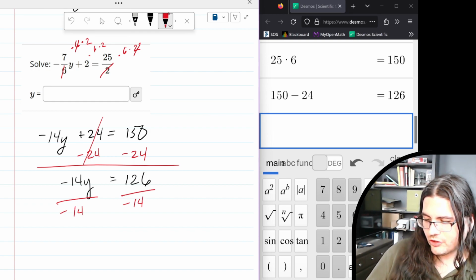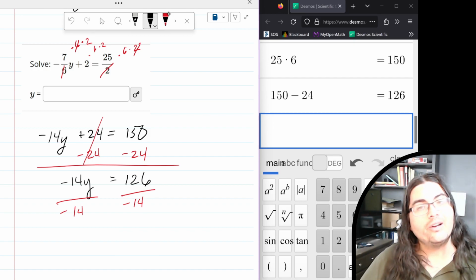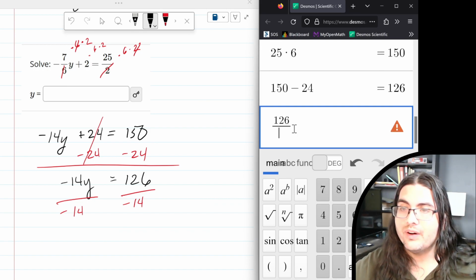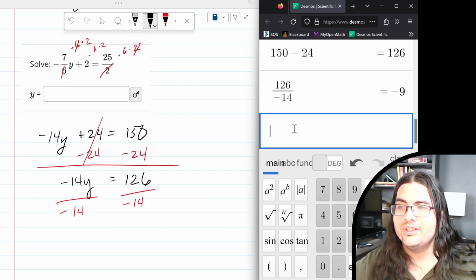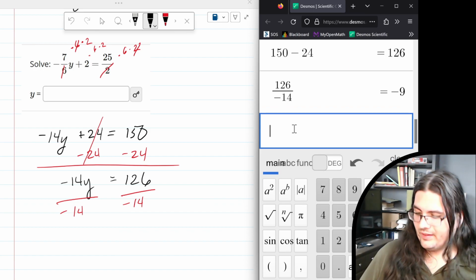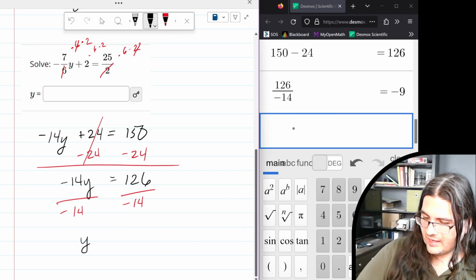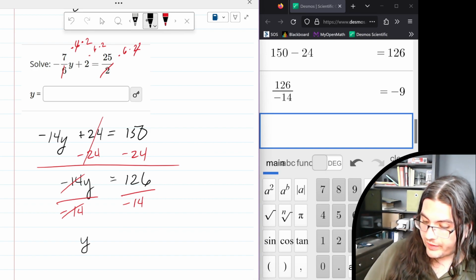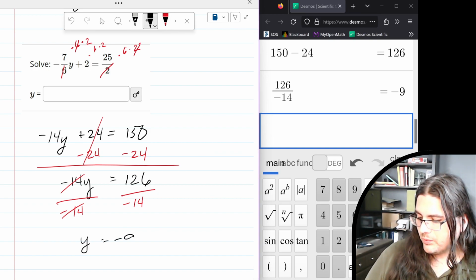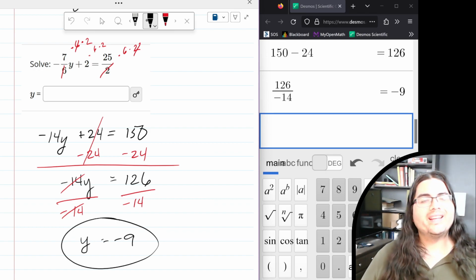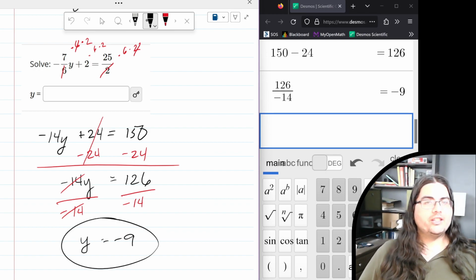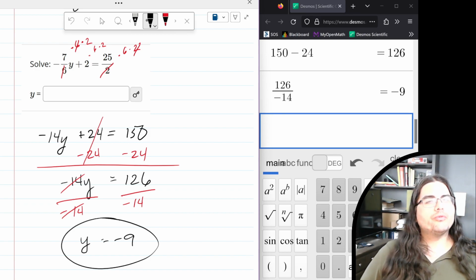You can see why it's not time to show off for me, right? I'm asking my calculator what is 126 divided by negative 14? That equals 9. Negative 9. I get the same result. Y equals negative 9. And really, after that first step of multiplication, there are no more fractions involved.